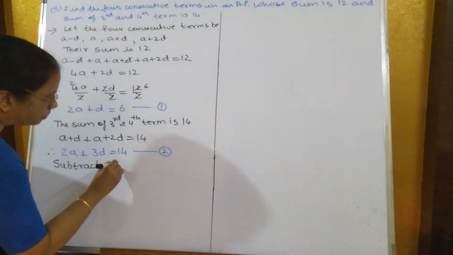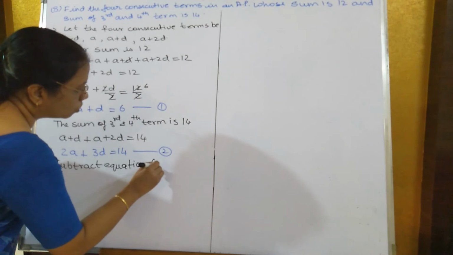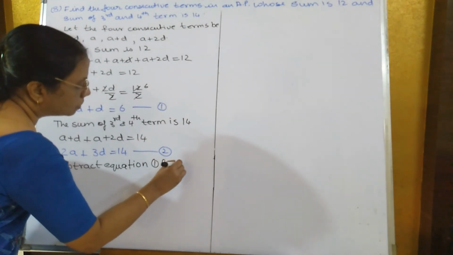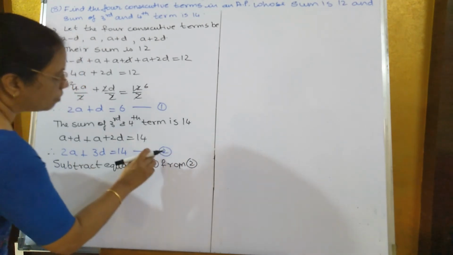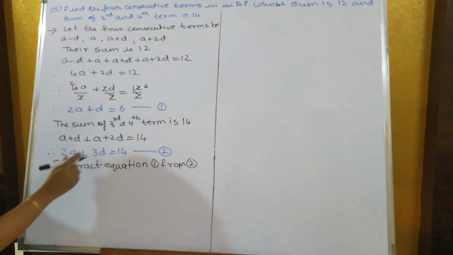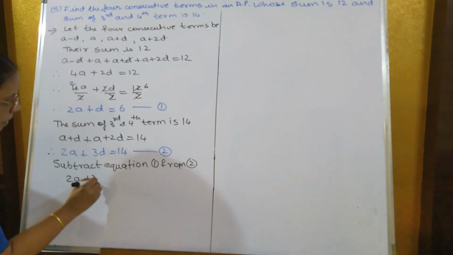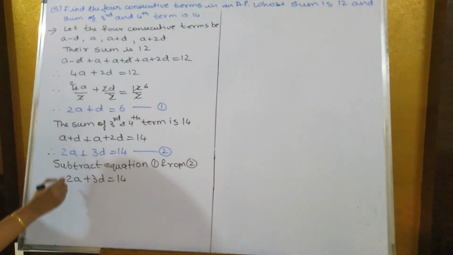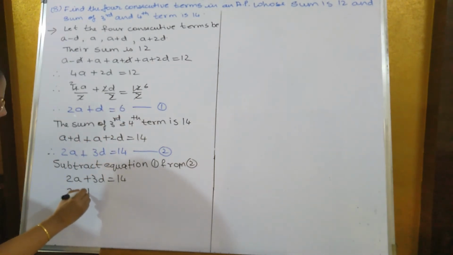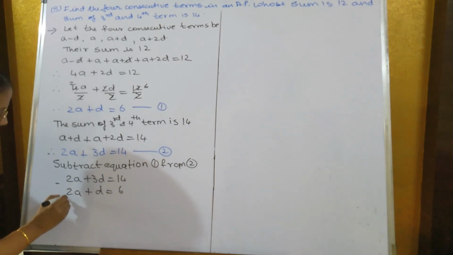equation 1 from 2. Now first write equation 2: 2a plus 3d is equal to 14, and then write equation 1, that is 2a plus d is equal to 6. Since you are subtracting, the signs will change.